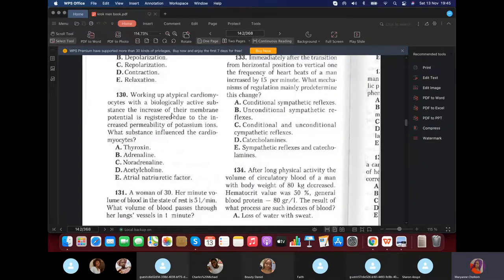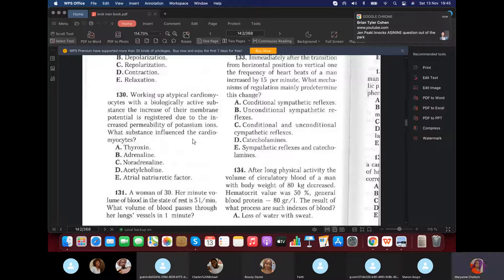Working on a typical cardiomyocyte with a biologically active substance, an increase of the membrane potential is registered due to the increased permeability of potassium ions. What substance influences cardiomyocytes? If there's increased permeability of potassium ions, potassium is leaving the cell. This is physiology. They didn't want to tell you it leaves the cell. They just said there's increased permeability, but you know it's leaving the cell.